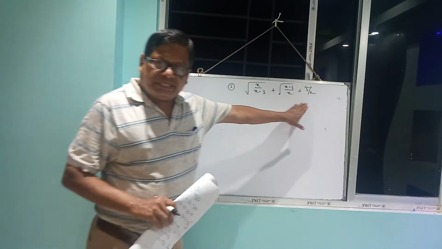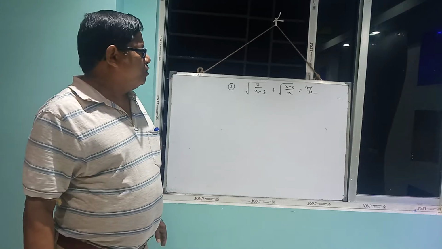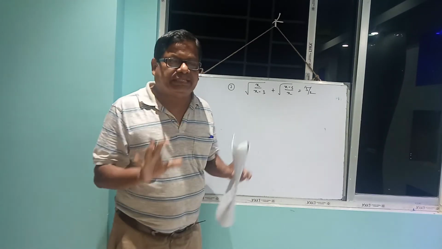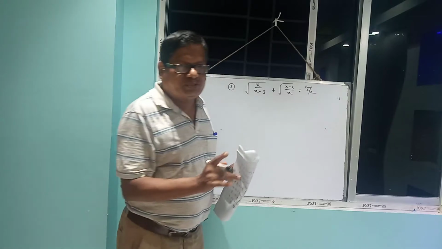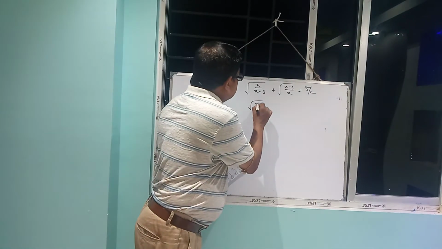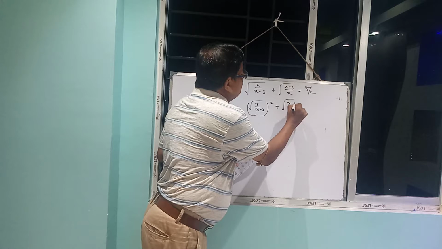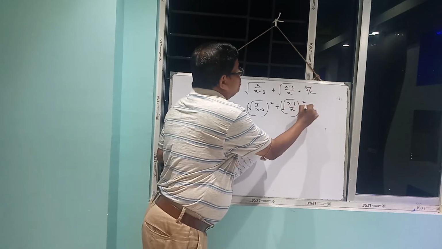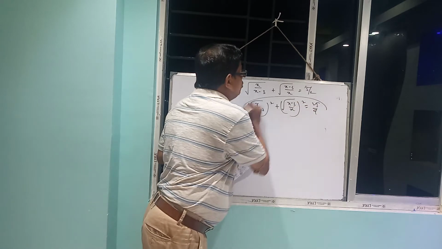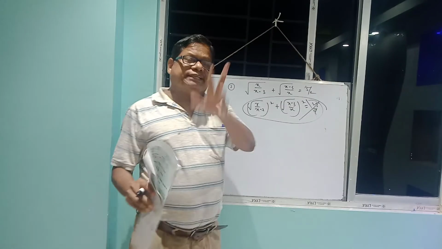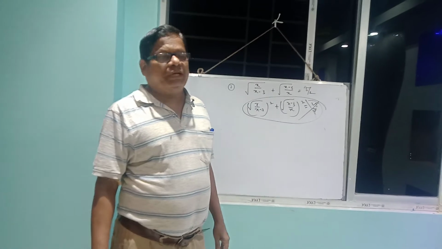Don't do squaring both sides. Don't do like that. Most of the students are doing like that. See, by squaring both sides, they are doing x by x minus 3 whole square plus x minus 3 whole square equals 25 by 4. It is completely wrong. Don't do it. They have forgotten the twice AB. Okay, don't do like that.